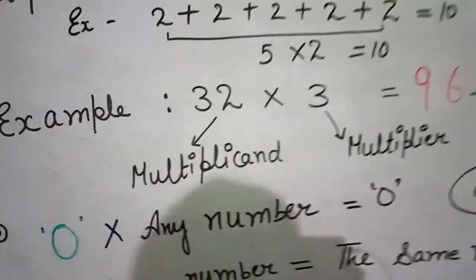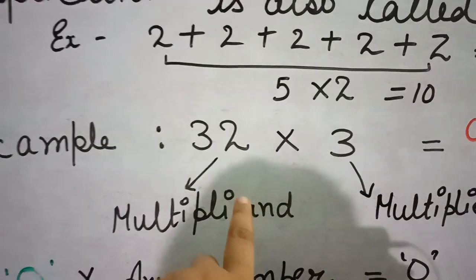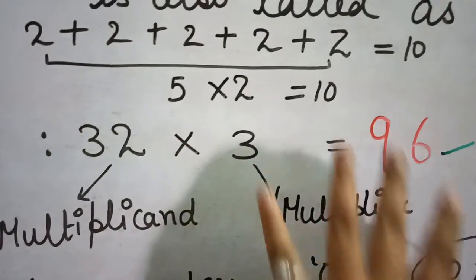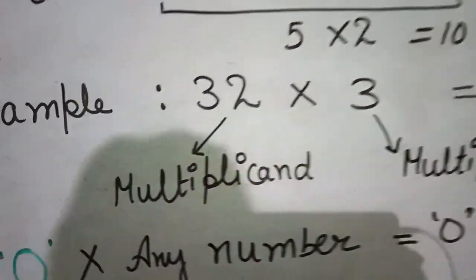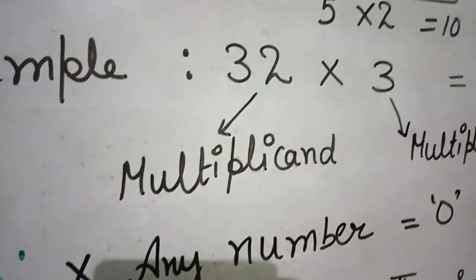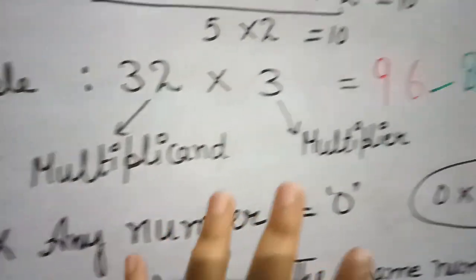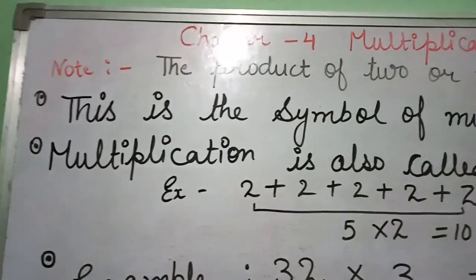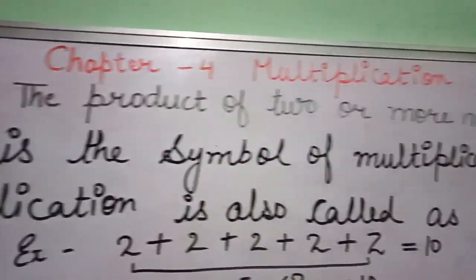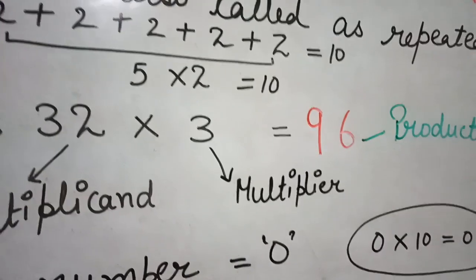Now come to another point which is very important for us to know. Example, 32 into 3 equal to 96. We always do the sum like this, but we have to know about the multiplicand and multiplier and what is known as product. In the first sentence, I said the product of two or more numbers is called multiplication. Now it is time to know about product.